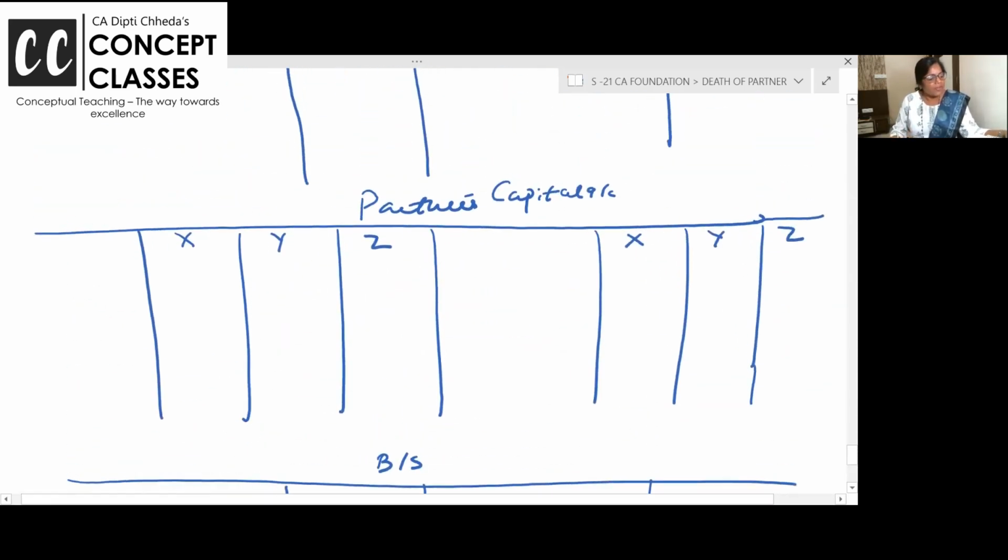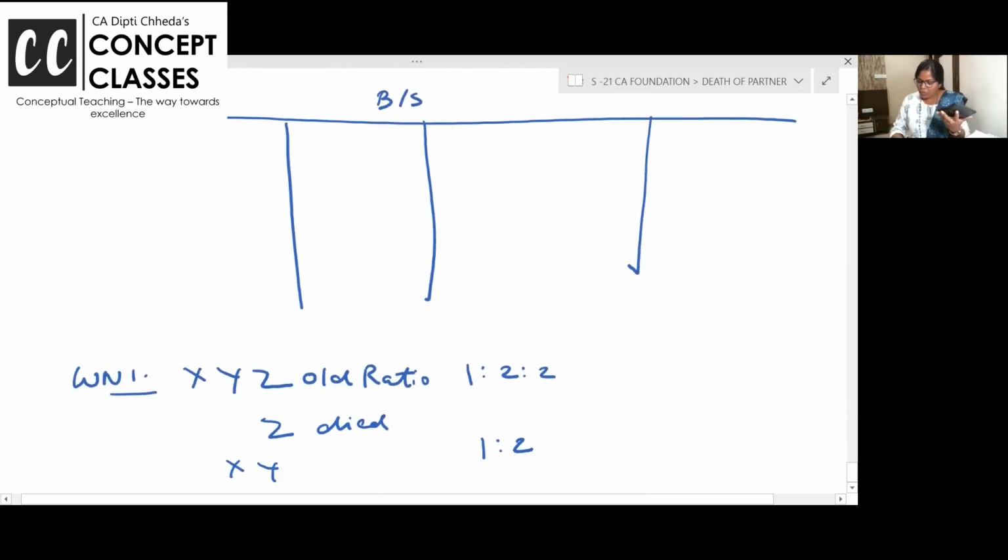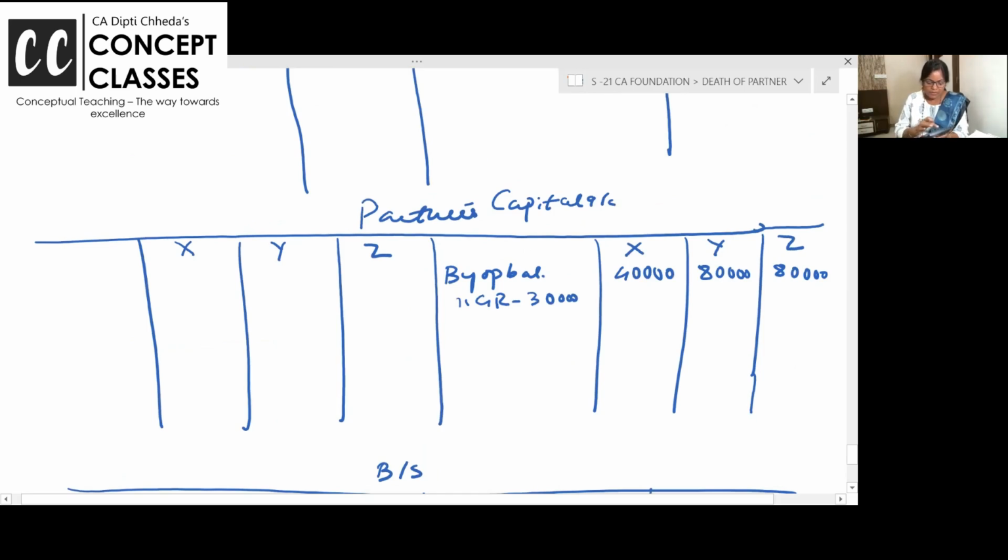Open the capital accounts always with the opening balance. Is my speed fine? When I am reading, are you all reading? X credit 40,000. Y credit 80,000. Z credit 80,000. General reserve 30,000. Give it to old partners in the old ratio, 1:2:2. 30,000 into 1 divided by 5 is 6,000, 12,000, 12,000.